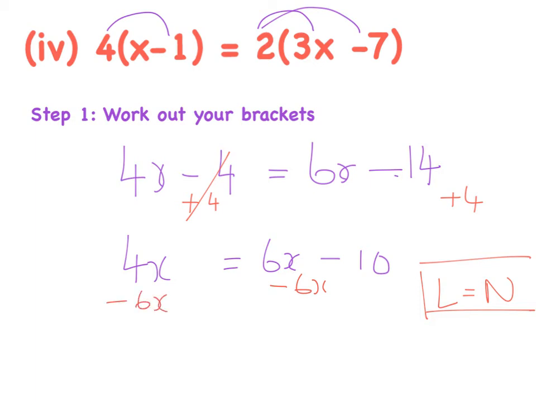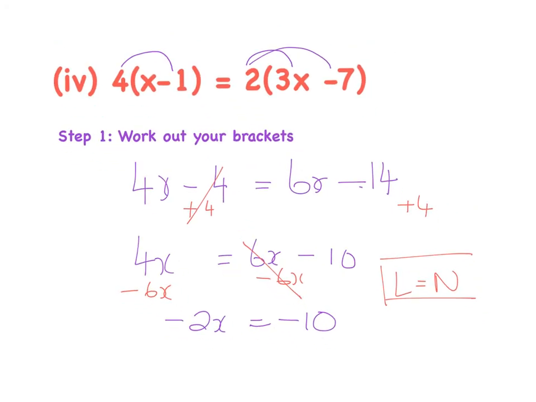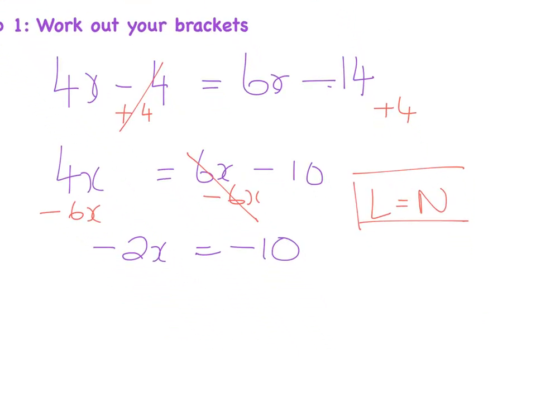My plus 6x and my minus 6x will cancel, and I'm left with 4x minus 6x, which is minus 2x equals minus 10. And again, at this point, I know myself that I'm looking for x, so divide by minus 2. And remember, a minus divided by a minus will give me a plus, and x is equal to plus 2 divided by 10 is 5.